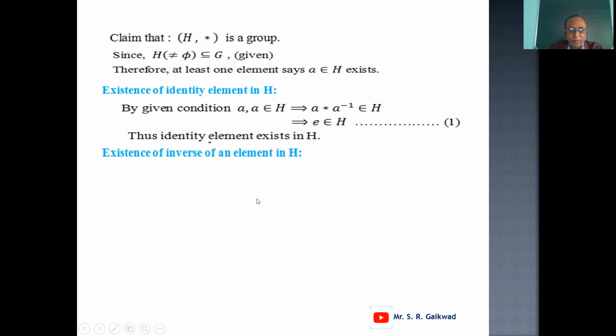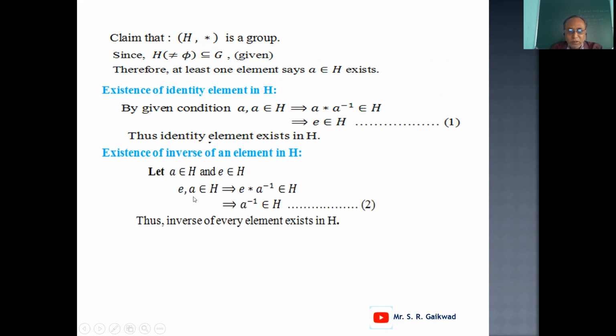Second, existence of inverse in H. Let a belong to H. The identity element also belongs to H, and therefore by the given condition, e, a belonging to H implies e star a inverse belongs to H. But the value of e star a inverse is a inverse, so a inverse belongs to H. It means the inverse of every element exists in H, and therefore inverse exists.